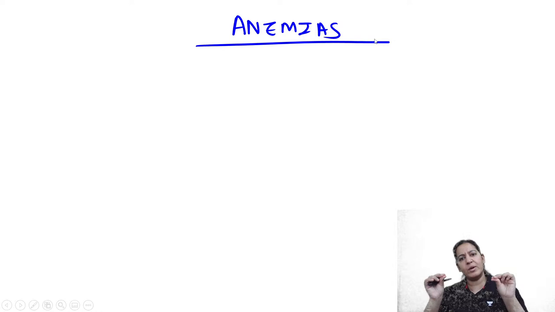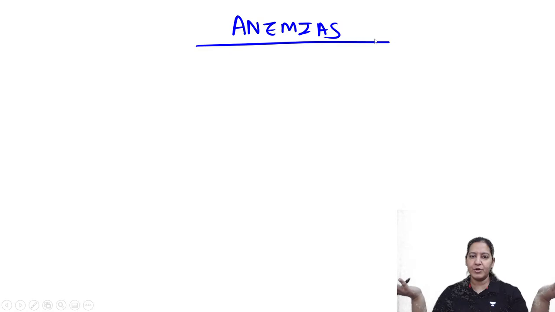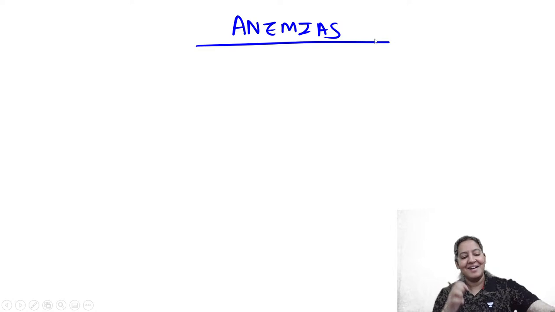So revise only high yielding points. This means the probability of coming question is very, very high. It is a probability. I cannot guarantee, but I can say probability is very high. So take a chance. Of course, you have to take a chance. Let me tell you the approach towards anemia.